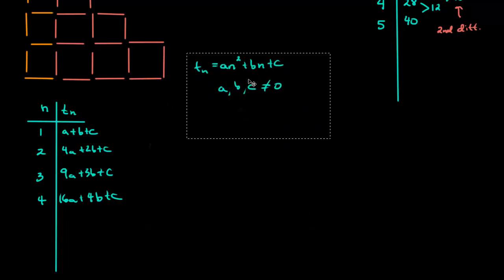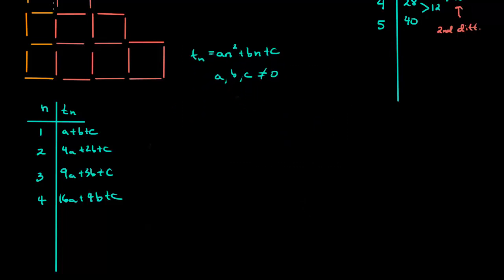And we'll put that up here for now. So the first differences, let's see, we would have 4a minus a, which would be 3a. We would have 2b minus b, which is just b. And we would have c minus c, which is 0.